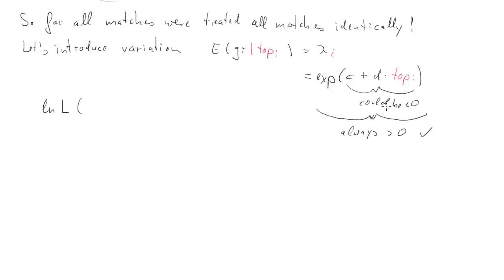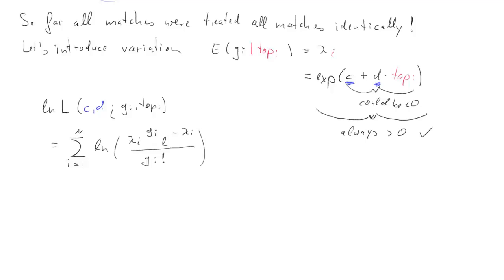Now, how does our log likelihood function look like? Now we need to find two coefficients, c and d. They will determine the lambda, and that will determine the probabilities. We condition on the gi and the top i variables. So we have the sum of the log probabilities, but now these log probabilities are exactly the same for starters, just that the lambda gets a little i subscript because we acknowledge that it could vary. So the novelty is that little i subscript, and the lambda i is modeled as this.